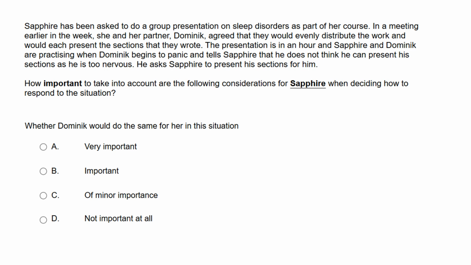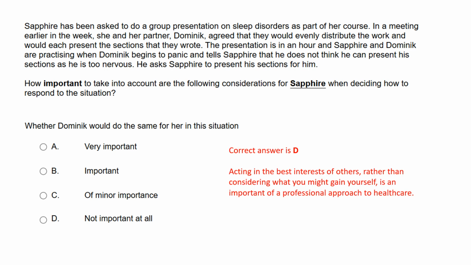They went for D in this one. So they said, because this idea that you act in the interests of others rather than yourself is such a key principle that you say that's absolutely not important at all. If you put C down, they would give you, they don't tell you what the marking system is, but I'm guessing it's something like you get 2 marks if you put D, 1 mark if you put C, and no marks if you put A and B. It's going to be something like that.